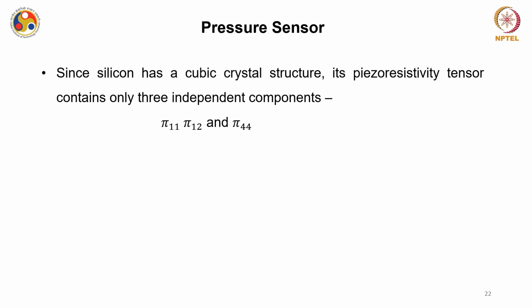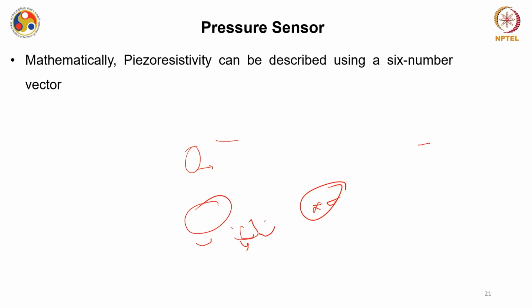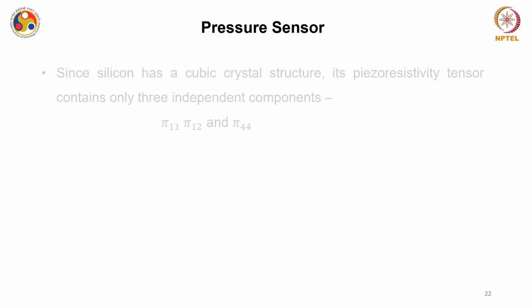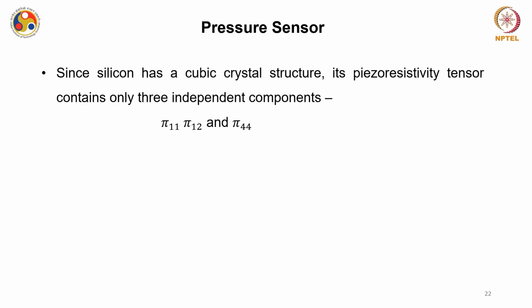Since silicon has a cubic crystal structure, its piezoresistivity tensor contains only 3 independent components, pi 11, pi 12 and pi 44. And from this term, this pi 44, we have got this terminology pi L is equal to minus pi T, that is equal to half of pi 44. Since silicon has a cubic crystal structure, its piezoresistivity tensor contains only 3 independent components, pi 11, pi 12 and pi 44. Please remember this.